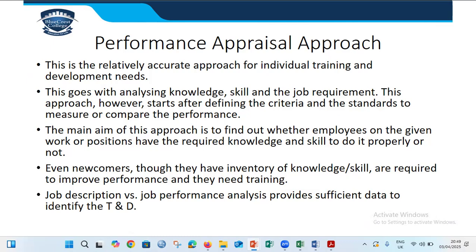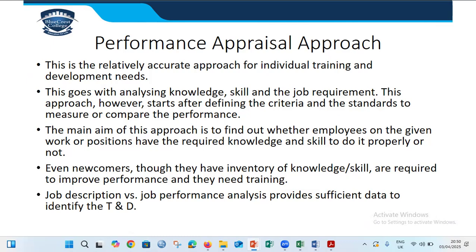Okay, so this approach starts after defining the criteria and the standards to measure or compare the performance with. So before you are able to succeed with this performance appraisal approach, you should have a baseline that states what is required for every employee at their various positions. Okay, so that based on what you have, you'll be able to measure the current performance of employees, and then you compare to what is expected of them. If there are gaps, then it means that there's the need for training.